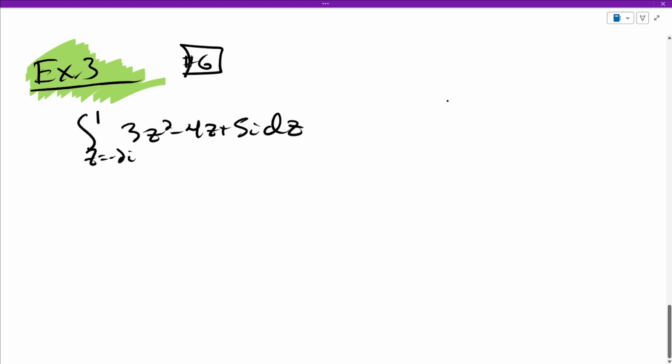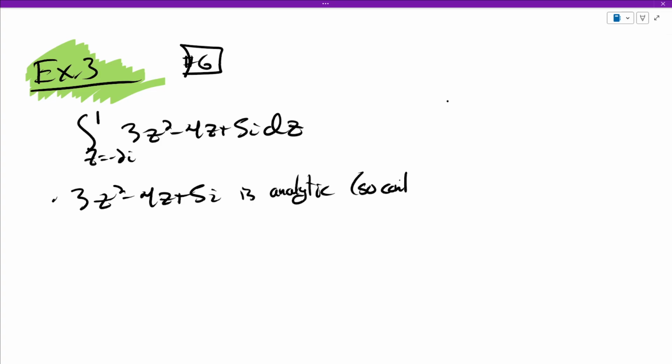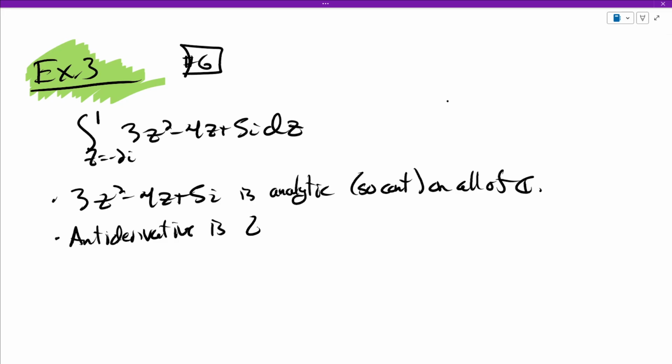So example 3, notice that we haven't been given a contour, and that's because the function that we have, this function 3z squared minus 4z plus 5i, is analytic, so in particular continuous on all of C, and it has an antiderivative. So the antiderivative is what you think it is. It's z cubed.